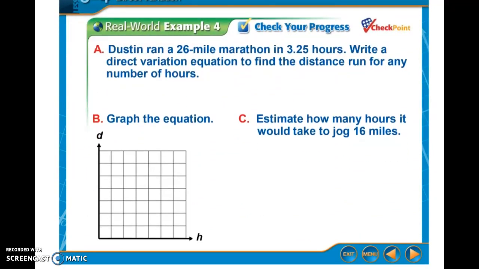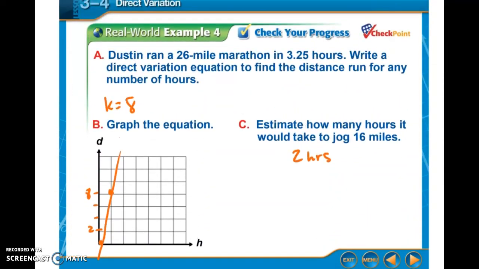Here's another one. We've got distance versus time again. I'm just going to leave the answers here for you. Make sure you can stop this and then check it. So I'm going to write the answers right now. K equals 8. The graph of this, you're going to have to change your scale. So I'm counting by 2s. The graph of this one looks like this. And then the hours that you get on this one should be about 2 hours. And that would be the end of it.